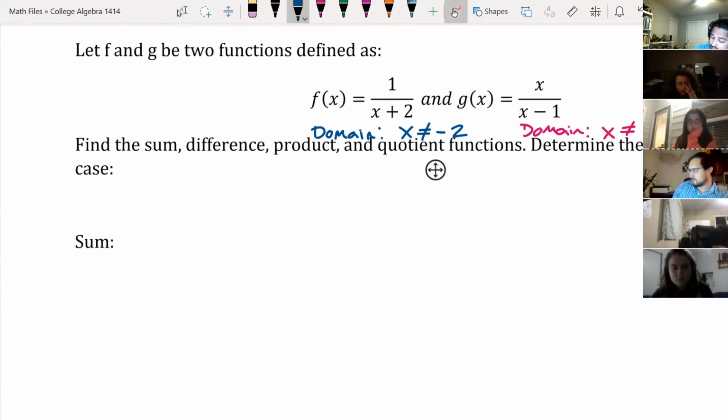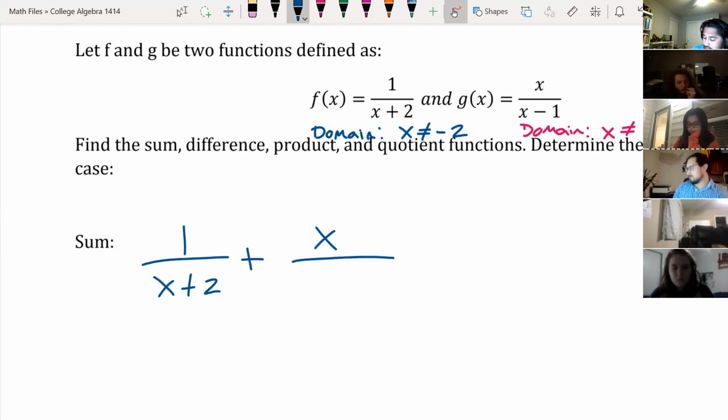So first we want the sum of both of these functions, which means all we're going to do is add these two functions. 1 over x plus 2 plus x over x minus 1. And we know that to add these two functions together, we need to have the same what?